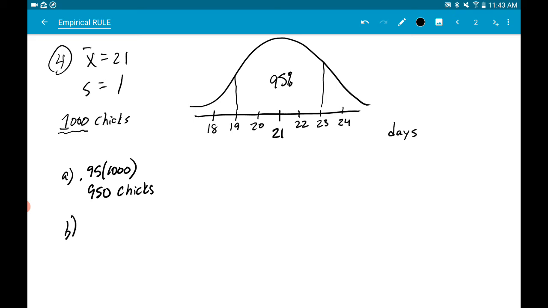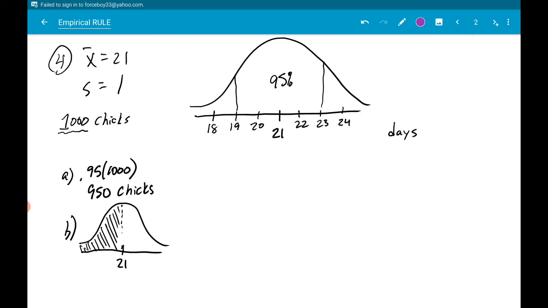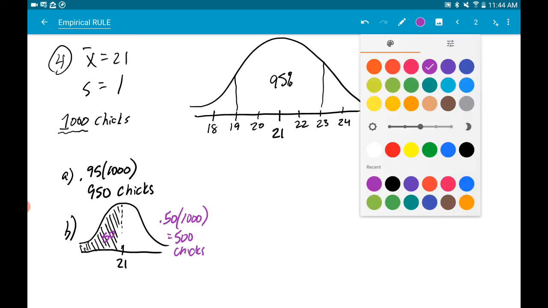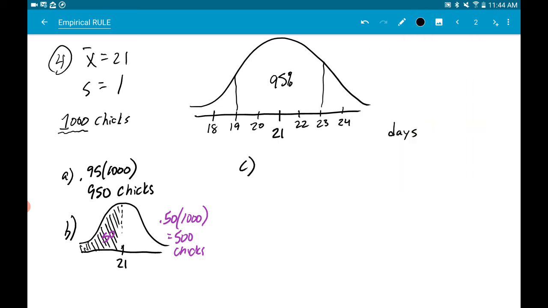So I'm going to do a few more just to get you going on this. For letter B, when it says 21 days or fewer, if 21 is in the middle, then I really want this area, which is half, which is 50%. And if I do 50% of the 1,000 chicks, well, then you're going to have 500 chicks. Again, if I'm going quick, maybe pause it and let it process for a second.